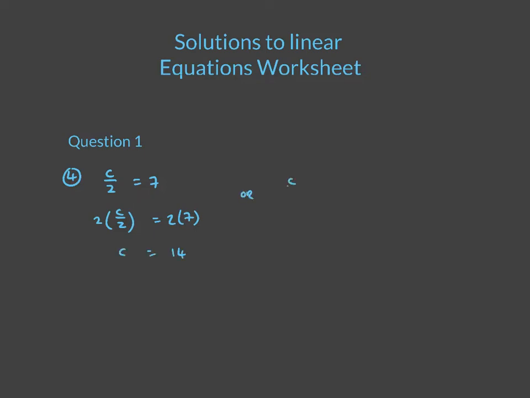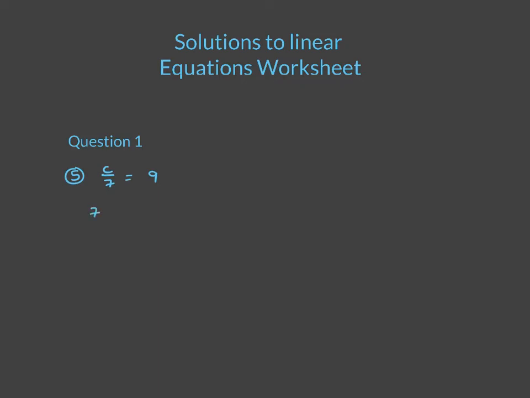Again, we could have tried to get the denominators the same. So C over 2 is equal to what over 2? So it's 7 over 1 currently. So we need to multiply both the numerator and denominator by 2. So C over 2 is equal to 14 over 2. Therefore, C is equal to 14.